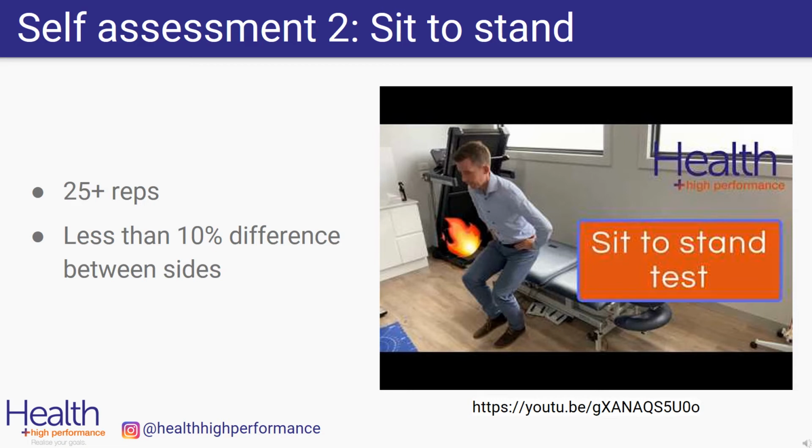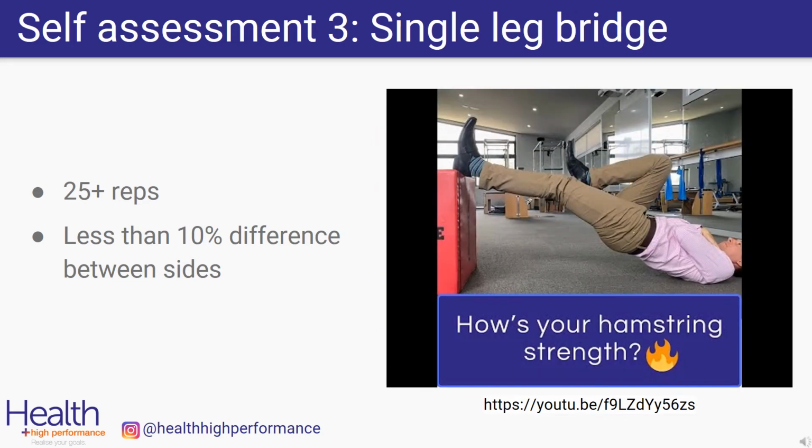The next assessment is the sit to stand test, and this one focuses on the quads. Check out the video here on how to perform this test. The aim is to do more than 25 reps with less than 10% difference from side to side. And the third test to do at home is the single leg bridge test. Again, the aim is to perform 25 reps on each side with less than 10% difference between legs.